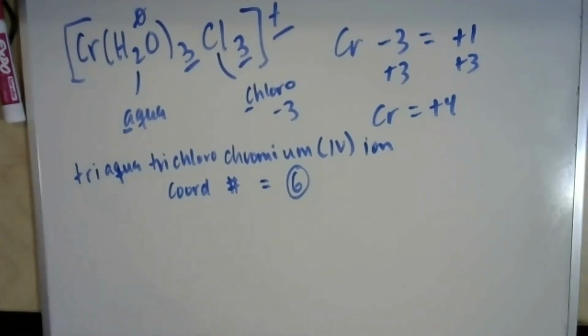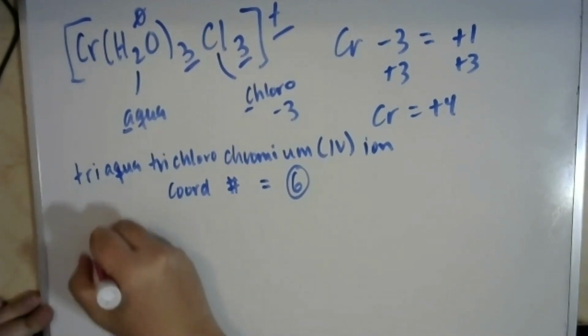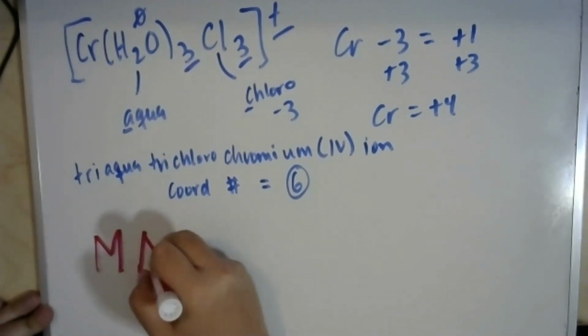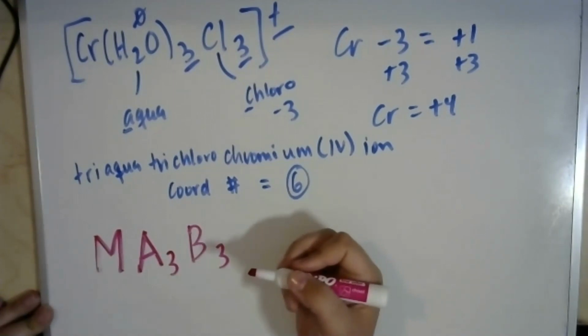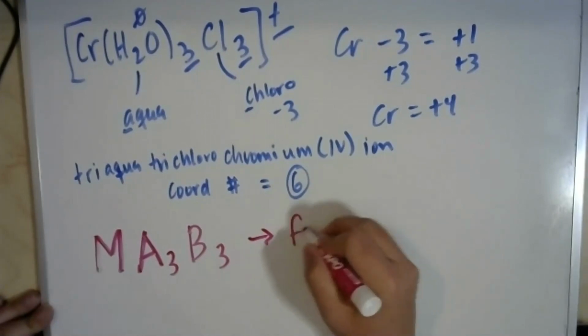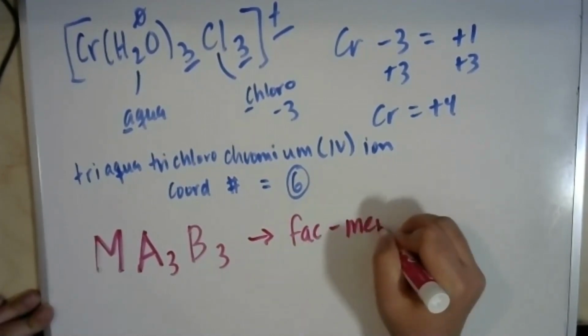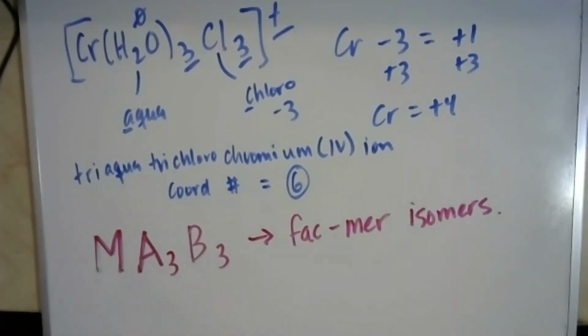All right. Now, the general formula here is different, okay? What we have here are 3 of each type of ligand. So the generalized formula is, if M is our central metal, we have 1 ligand with 3 and another ligand with 3. Okay, this general formula is one that can result in fac-mer isomers. Okay, 3 and 3.